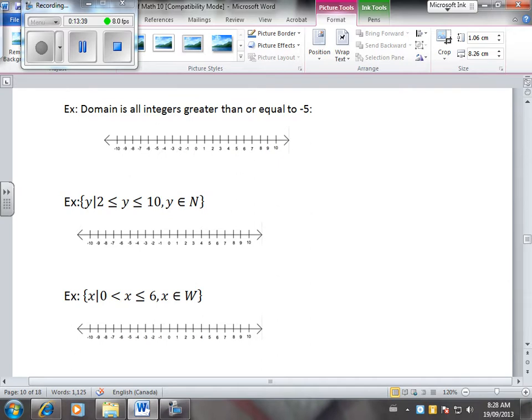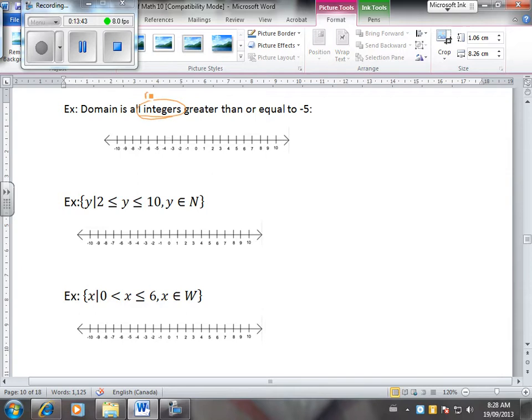Integers means there's going to be no line because this is discrete. Greater than or equal to, I will still have a dot at -5. So I'm going to put that dot at -5. And then I have to think of my integers. Integers can be negative numbers and positive numbers.